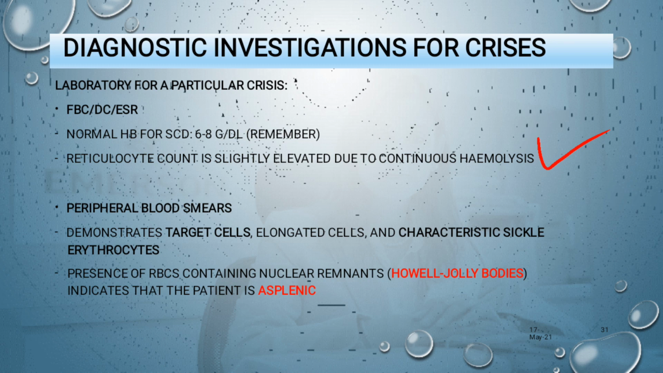Then in terms of the peripheral blood smear, we are going to demonstrate target cells, elongated cells, and the characteristic sickle erythrocytes. Then there will be presence of RBCs containing nuclear remnants. So these ones, we call them Howell-Jolly bodies, which indicates that the patient is asplenic. Okay. Then you can also do malaria, RDT, MPS.